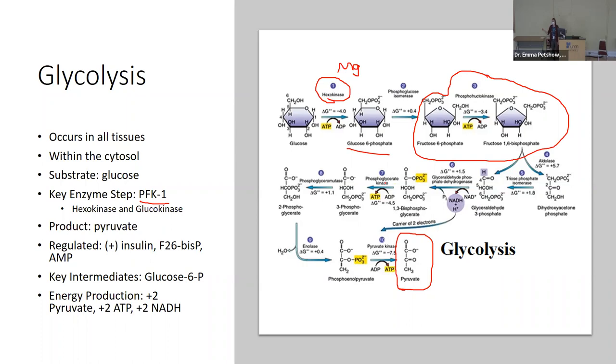So on your sheet: glycolysis, all tissues, cytosol, glucose to pyruvate, magnesium is a key cofactor. Phosphofructokinase is your important enzyme, as well as hexokinase and glucokinase. Insulin, fructose 2,6-bisphosphate, and AMP upregulate it. 2 pyruvate, 2 NADH, 2 ATP.